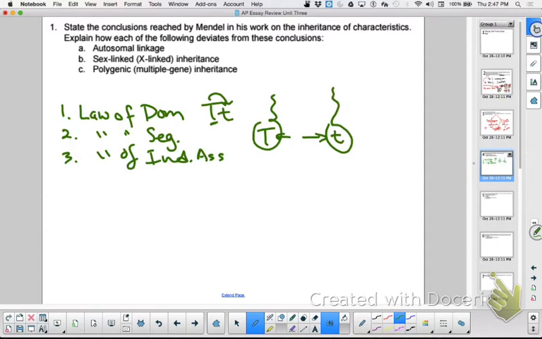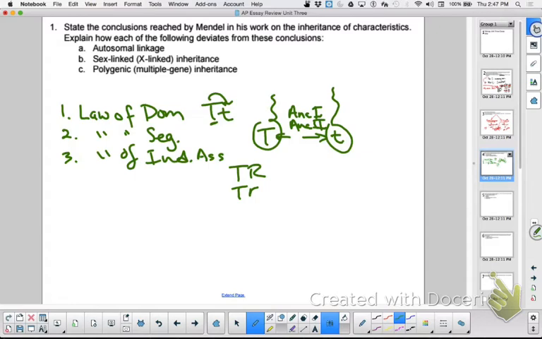Because this happens in both anaphase 1, where you separate homologous pairs, and anaphase 2, where you separate sister chromatids, you're only going to get one copy of that. That's what the law of segregation says. The law of independent assortment says you could get a big T with a big R or a big T with a little r. That's our law of independent assortment. We just talked about that during metaphase 1 when they line up. Those are the three laws.